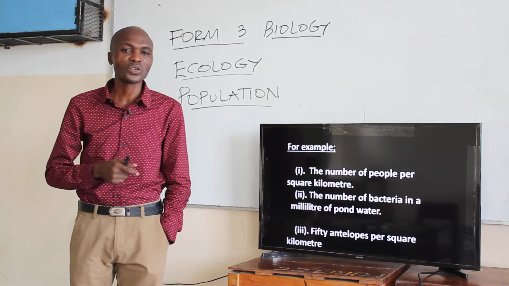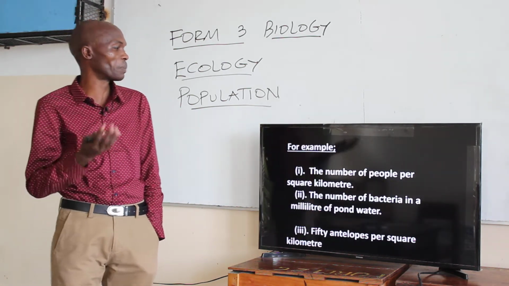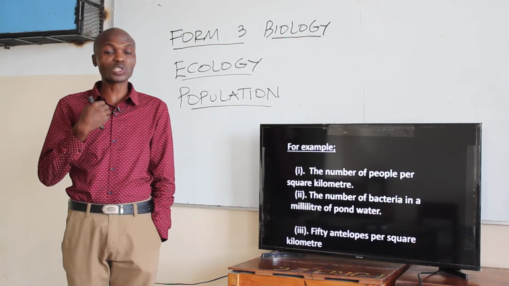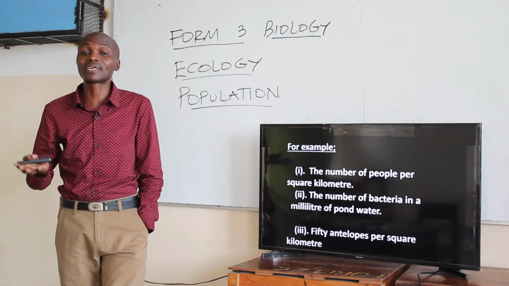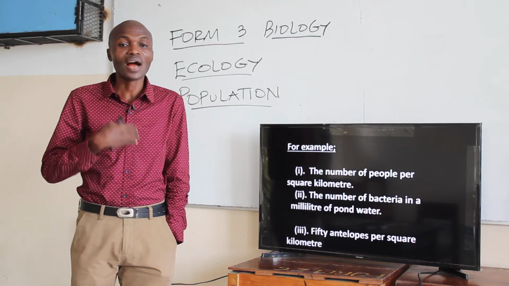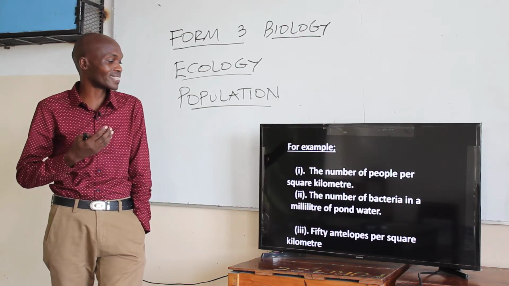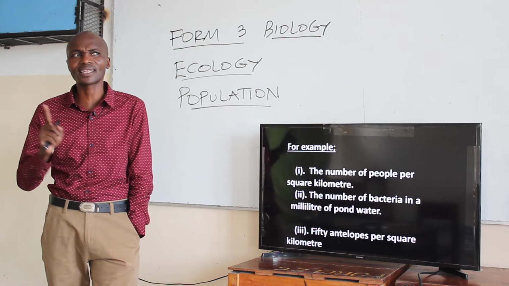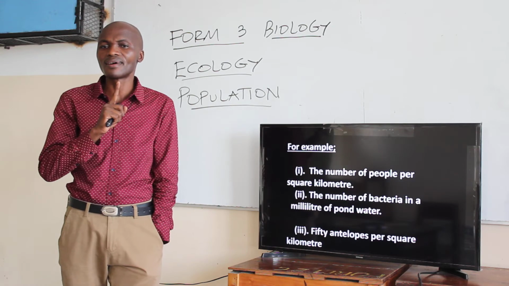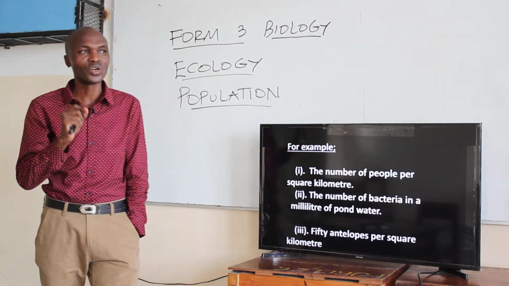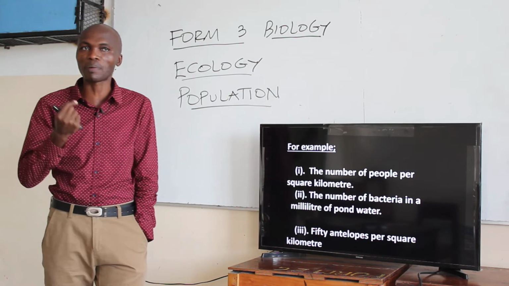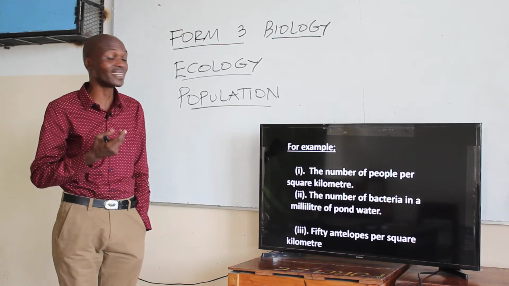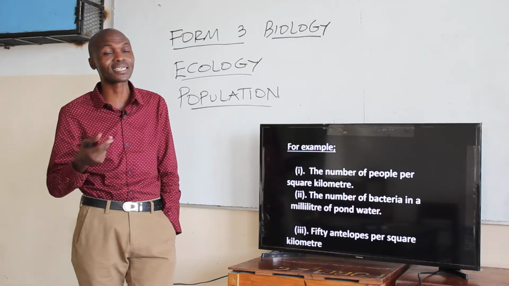For example, you may want to quantify the number of people per square kilometer in Mombasa County. Somebody else may perform an experiment in the laboratory. You may culture bacteria, and then you may want to find out the number of bacteria that are present in a milliliter of water. So note here, per square kilometer, that is area, then per milliliter of water, we are quantifying the number of individuals per unit volume, because water in a pot can be quantified in terms of volume, centimeters cubed, liters, milliliters, and the like.